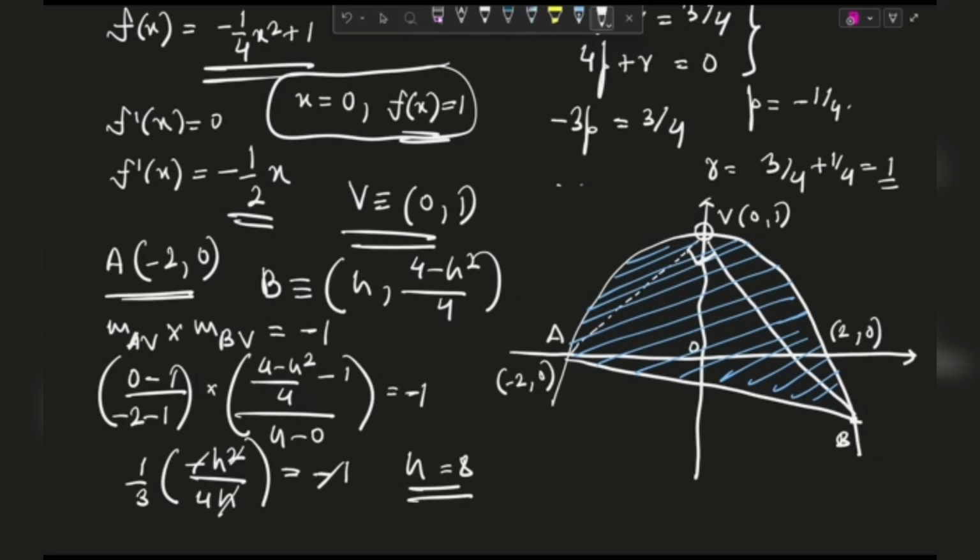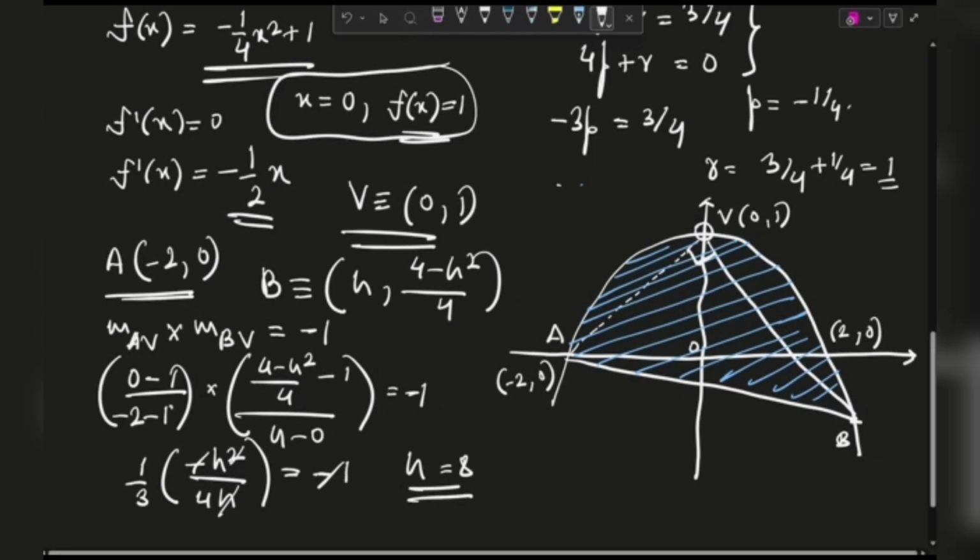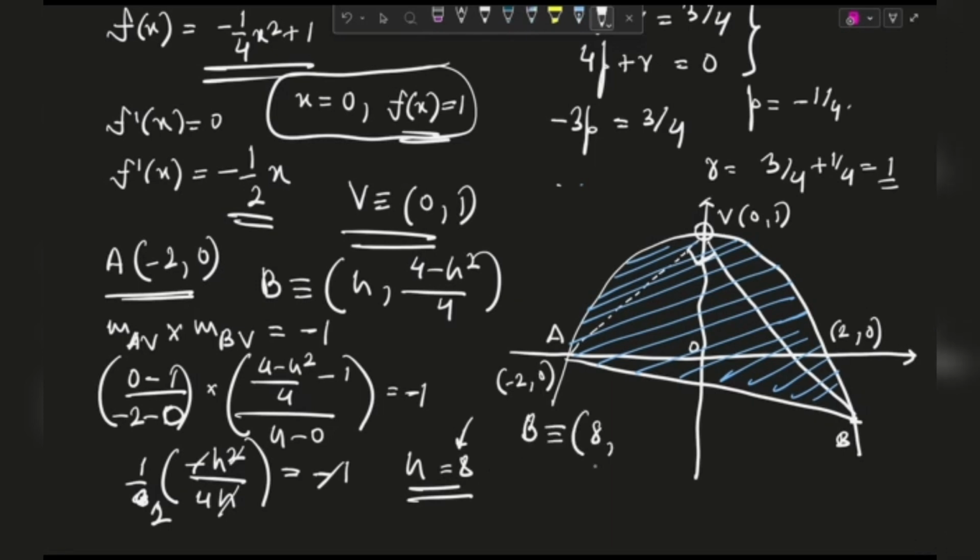Just a minute. Okay guys, there was a mistake. This is minus 2 minus 0. That's why I was wondering why h is not coming out to be 8. This will be your half. Okay, h will come out to be 8. So now we can calculate B. B will be (8, 4 minus 8 squared by 4), and this is coming out to be minus 15. This is your point B, and I am also writing it for reference in the curve.